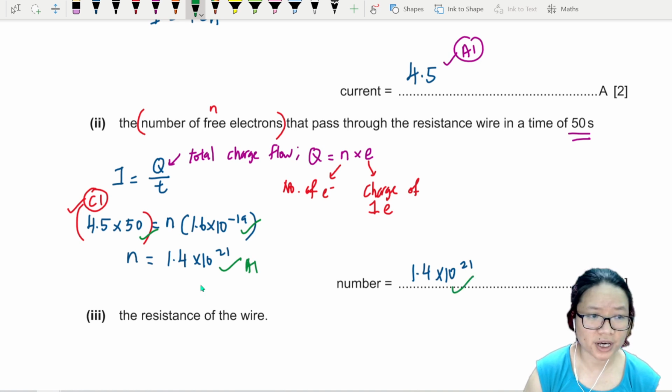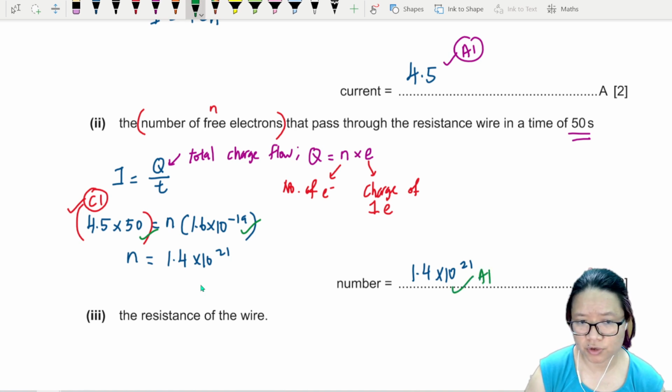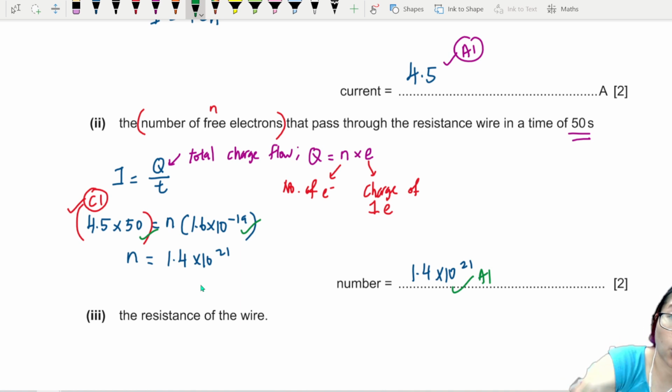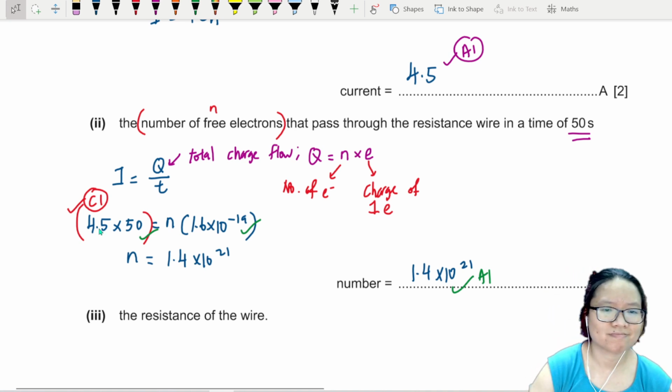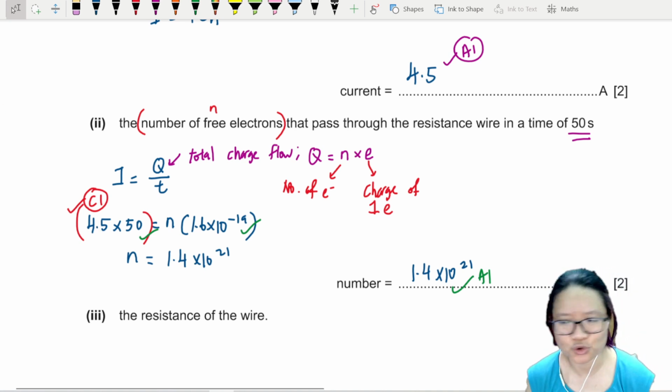Okay, make sure to write here. We can only give you the A1 mark if your answer is written on the dotted line. So always write on the dotted line. We give you dotted line so nice, even fill in the unit for you, if relevant. This one got no unit.